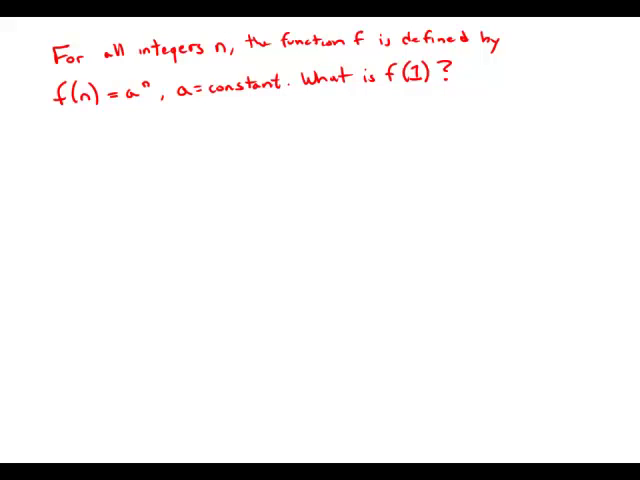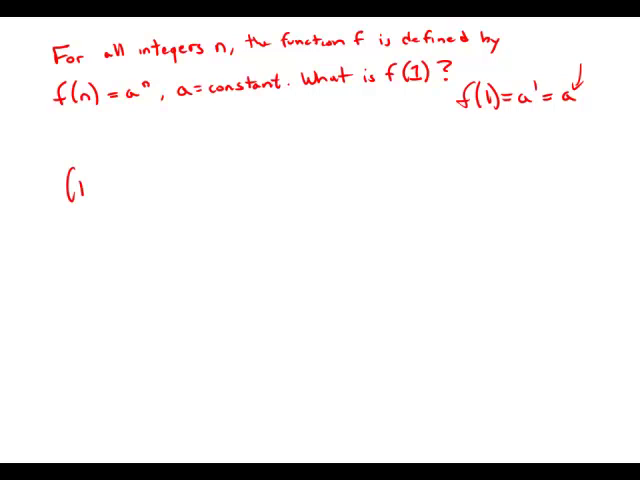For all integers n, the function f is defined by f of n equals a to the n, where a is a constant. What is the value of f of 1? Well, notice that f of 1 would equal a to the 1, which is just a. So really what they're asking for in this question is, what is the value of that constant?